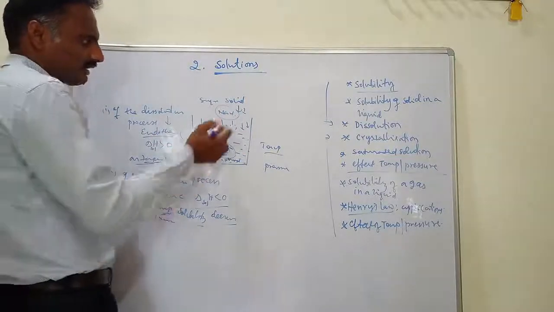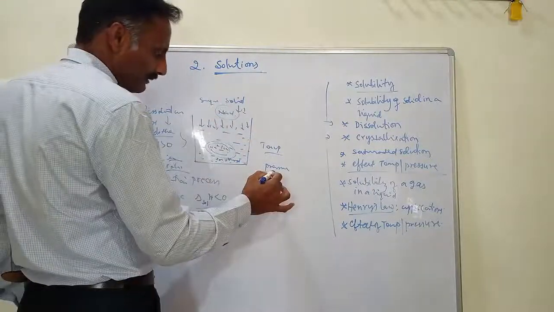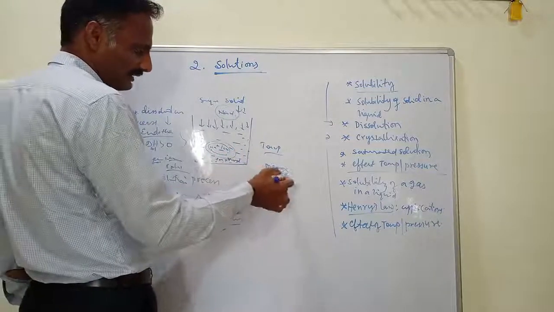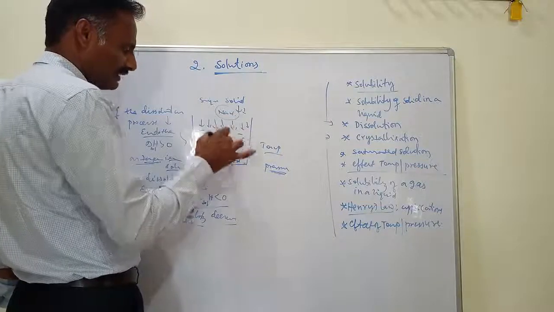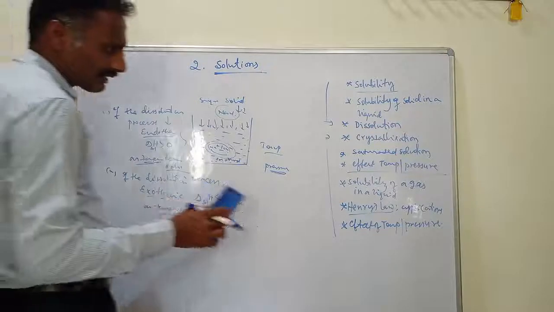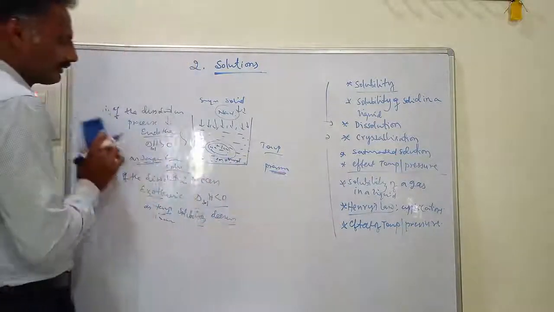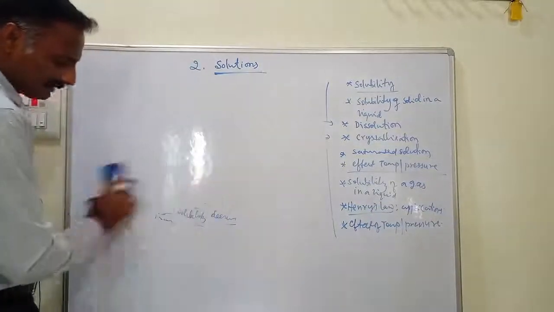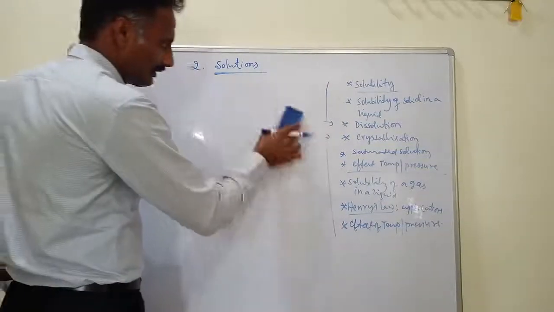Then in case of solids in liquids, pressure does not affect solubility. If you are varying pressure, by changing pressure, it does not affect the solubility of solids in liquids. Okay. This is about the factors which are affecting the solubility of a solid in liquids. Then you go to the next topic. These are the most important topics: solubility of solids in liquids.